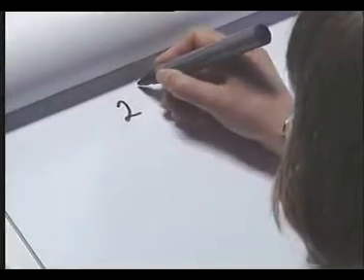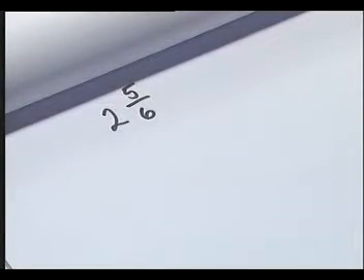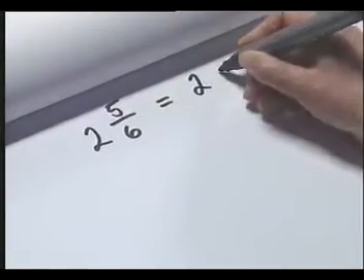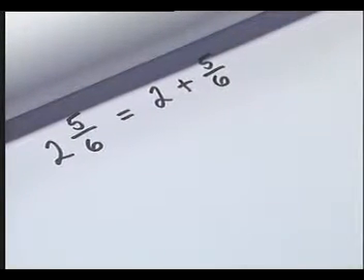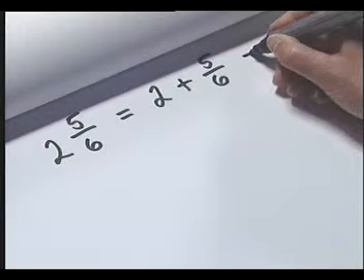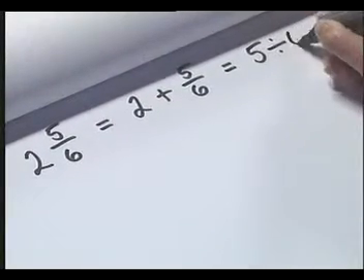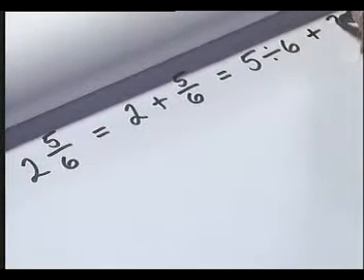Let's look now at what happens if we have a mixed fraction. So let's say we have 2 and 5/6. Well, 2 and 5/6 is like saying we've got 2 plus 5/6. So what we're actually going to do is the 5 divided by the 6 first, and then we'll add the 2 whole ones on afterwards.